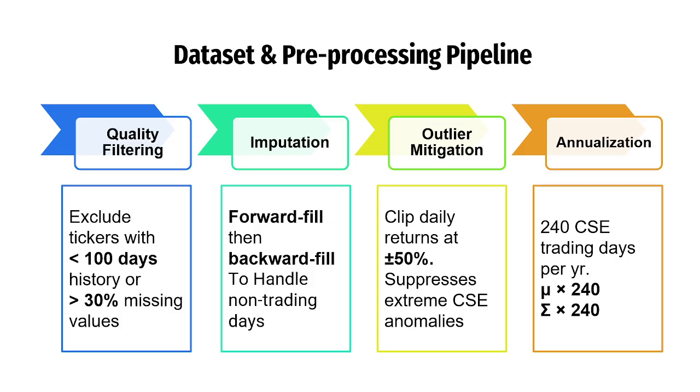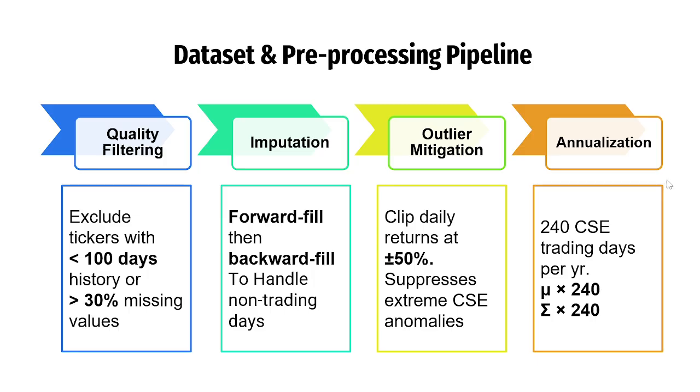First, we filtered out tickers with insufficient history. Then, we imputed missing values using forward and backward filling. We clipped extreme daily returns at plus or minus 50% to remove anomalies. Finally, we annualized everything using 240 CSE trading days per year.